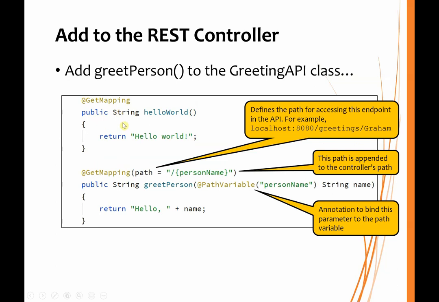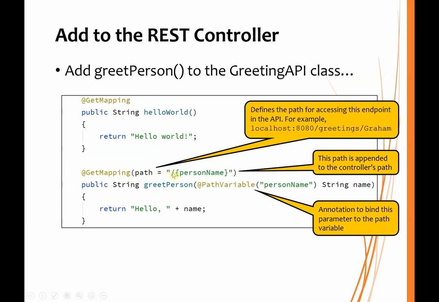Now let's add another endpoint to the Greeting API class. So you don't want to have more than one method with exactly the same path, because then the API doesn't know which one to execute when a request comes in. So every endpoint is going to need a unique path. So we've already said that this one is our default endpoint. So now when we want to have another method, this is greetPerson, we need to provide a GetMapping annotation that has a path that will distinguish this endpoint from that one.